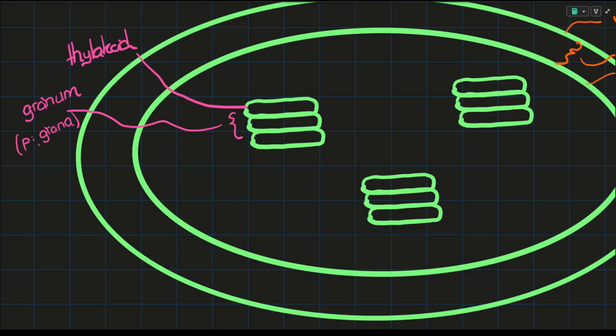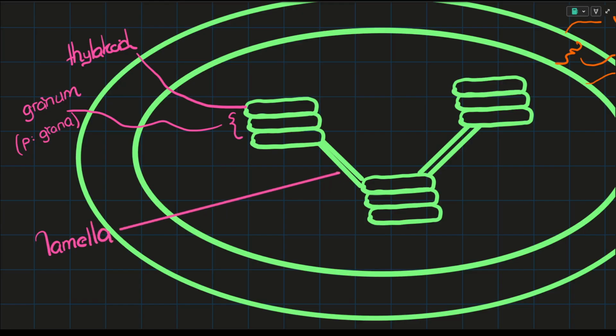Okay? I mean, you can remember grana, I guess. So, grana. And then these things are interconnected. They're not separate. They're interconnected like this by something like this. It's not strictly a straight line like this, but something like this. And that interconnection is what we call a lamella. That is a lamella right there. Okay, that's what you call a lamella.